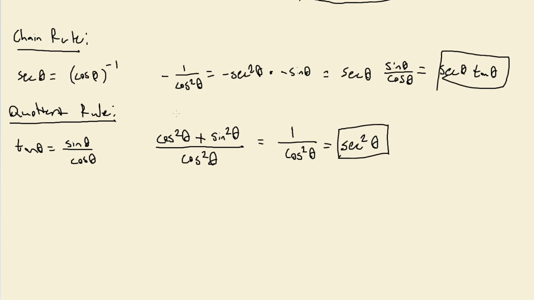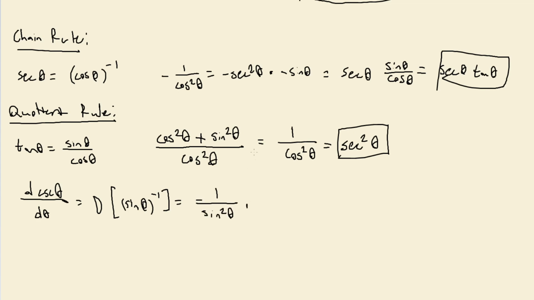So with that in mind, we can find the derivatives of our last two trig functions pretty simply. The derivative of cosecant theta with respect to theta is the same as the derivative of sine of theta to the power of negative 1, which is just going to be negative 1 over sine squared theta multiplied by cosine of theta. That's just the derivative of this outside function applied to the inner one multiplied by the derivative of that inside function. This is going to be negative cosine theta over sine theta, which is negative cotangent theta, multiplied by 1 over sine theta, which is cosecant of theta. So that's our derivative for cosecant.